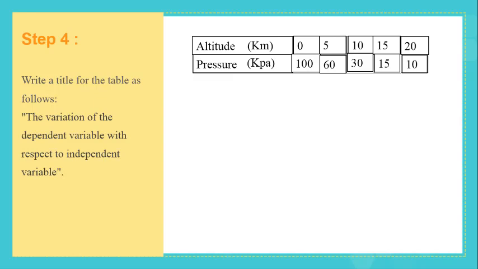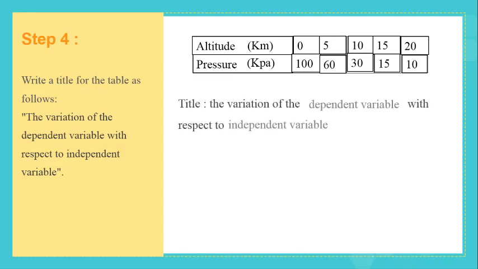Step 4. Write a title for the table as follows: the variation of the dependent variable with respect to the independent variable. This is the general form of a title, but in each experiment we should replace the dependent variable and the independent variable referring to the experiment. So, in our experiment, what is the independent variable and what is the dependent variable?